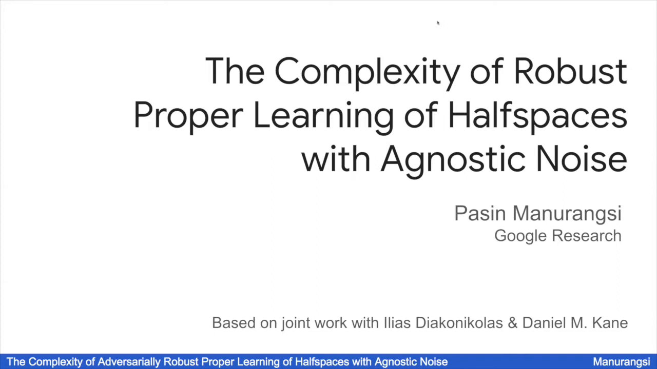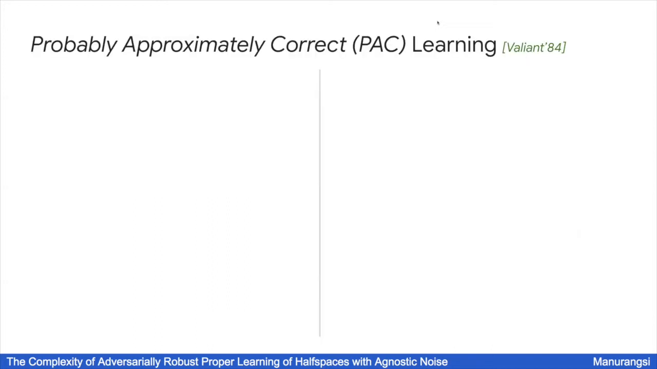Since this talk is aimed towards the parameterized algorithms and complexity folks, I will first review some basic definitions and notations from the learning theory front. Specifically, there are a lot of terms in the title here: learning, proper, half space, agnostic noise, and robust. So we will go through each of them. We'll start with the probably approximately correct, or PAC, learning.